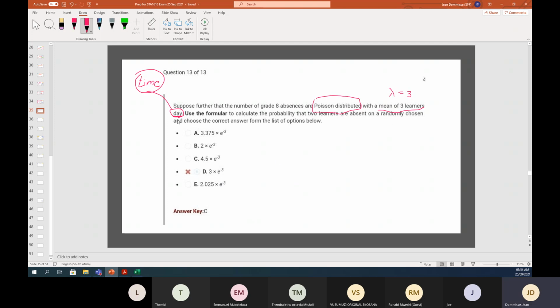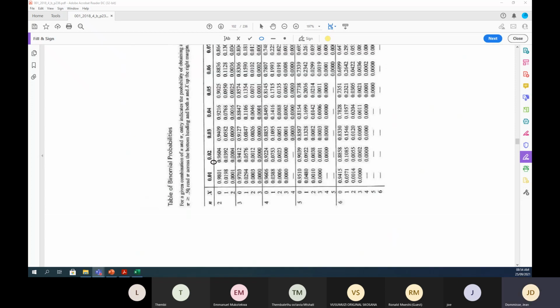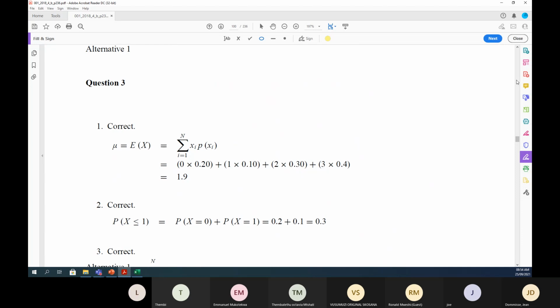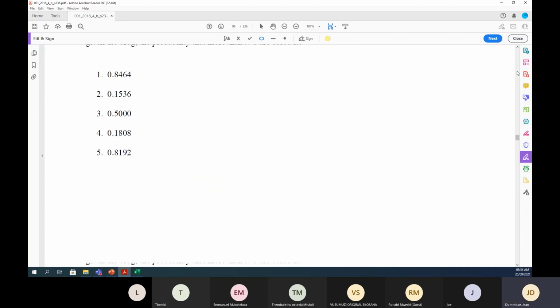Okay, but use the formula to calculate the probability that 2 learners are absent on a randomly chosen day and choose the correct answer from the list of options below. Okay, so let's just, I can't even remember what the formula looks like.